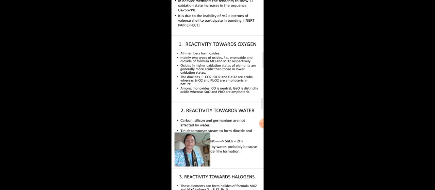All members form oxides, mainly two types, monoxide and dioxide, that is MO and MO2. Oxides in higher oxidation state of elements are generally more acidic than those of lower oxidation state. The dioxides CO2, SiO2 and GeO2 are acidic, whereas SnO2 and PbO2 are amphoteric in nature. Among monoxides, carbon monoxide is neutral. Germanium oxide is distinctly acidic, whereas tin oxide and lead oxide are amphoteric.